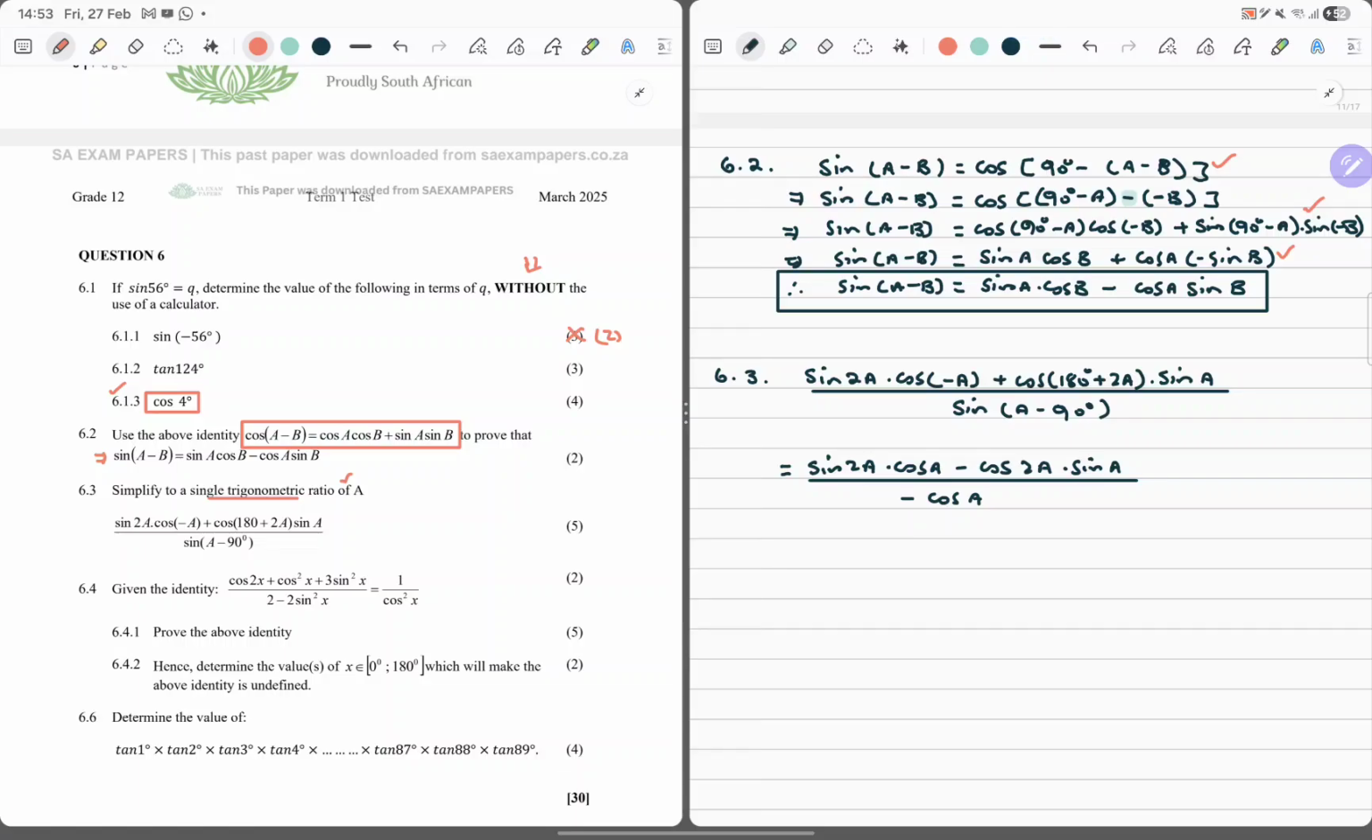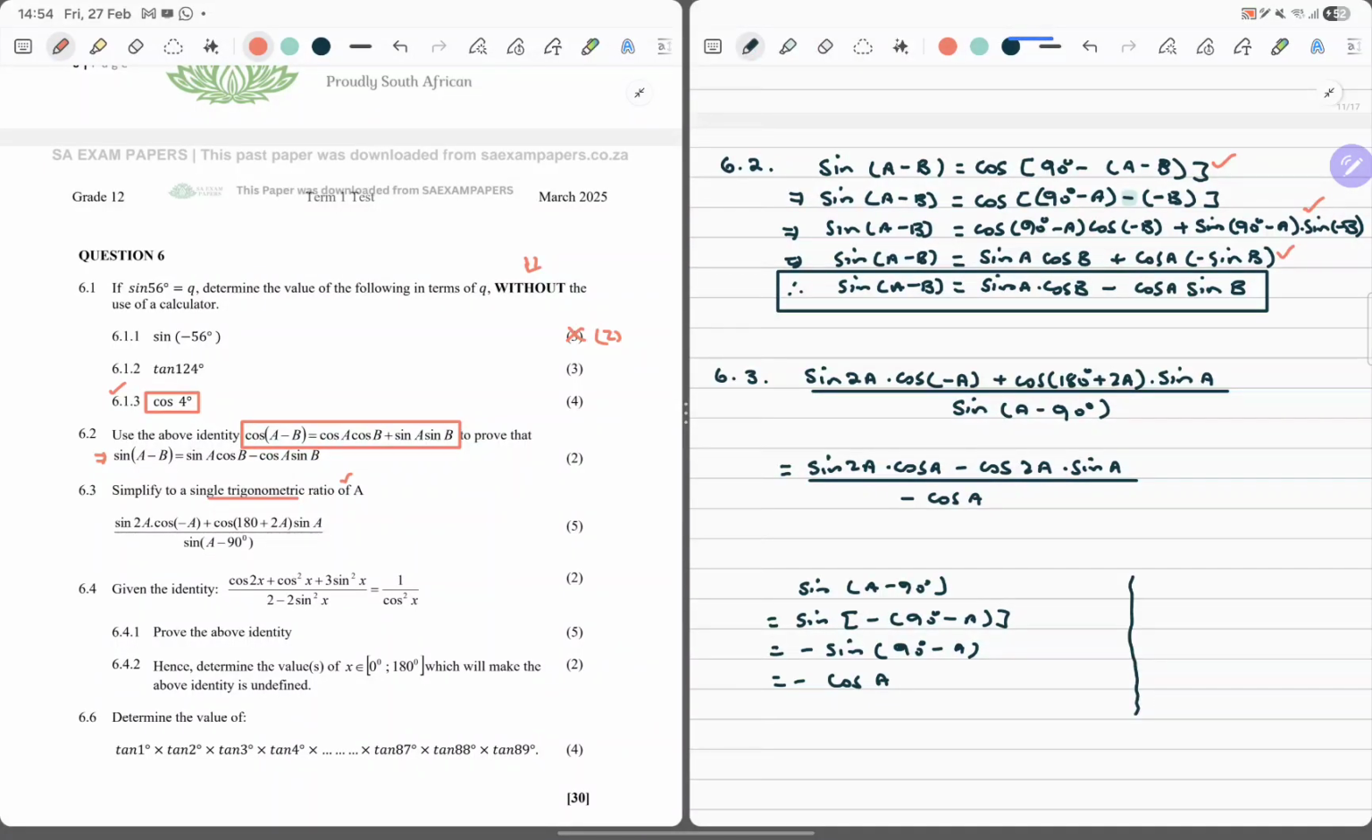Right, now for those who don't know what happened here, there are many techniques. You can just say sine of a minus 90 degrees is the same as sine of, we factor out a negative, we get 90 degrees minus a. Now sine of a negative angle is negative, so this is minus sine of 90 degrees minus a, and then this is going to be minus cos a. Okay, so that's the story over there.